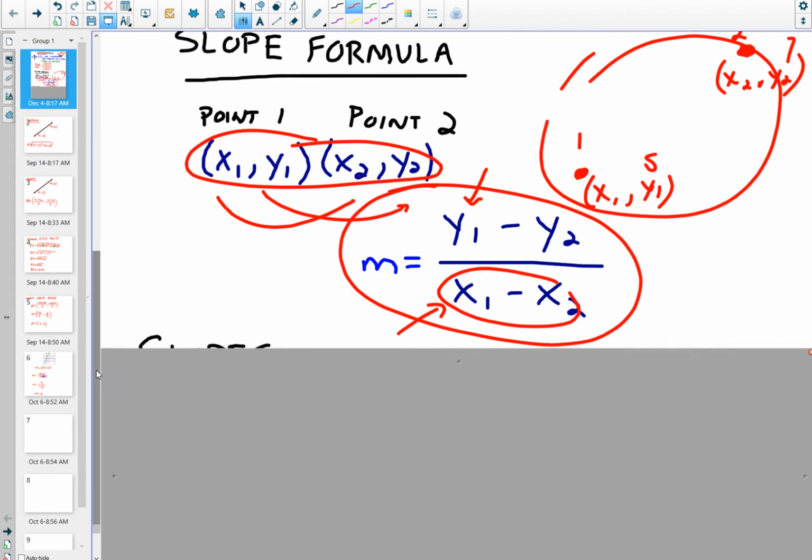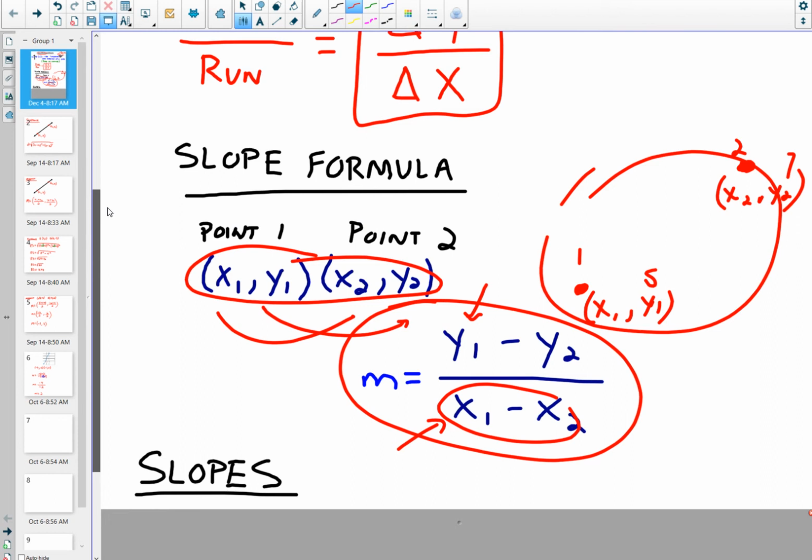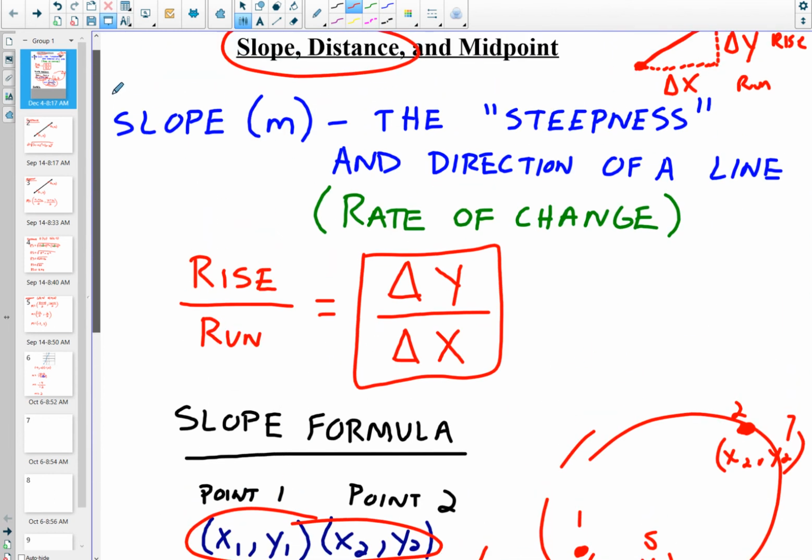So, the last thing about slope is that when you perform the slope formula, we can categorize slopes. There are 4 different types of slopes, and that depends on the sign. I set up here that slope is the steepness and direction of a line. What does that word steepness sound like? Sounds like a hill. Some might call it an incline.